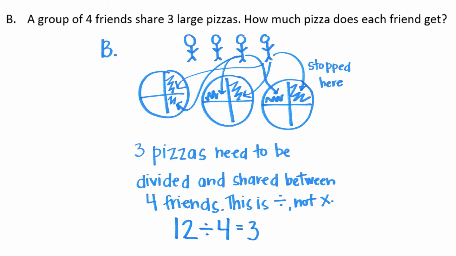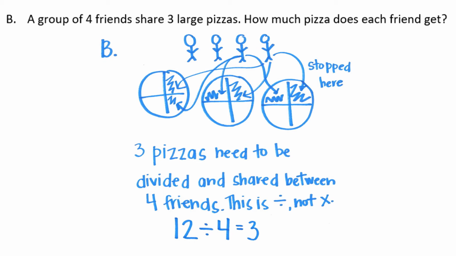When I drew my model, I drew the 4 friends and then I drew the 3 large pizzas. Because there were 4 friends, I split each pizza into 4 equal parts. You can see by my arrows how I tried to assign friends to pieces of pizza. I stopped after the second friend because I realized that the 3 pizzas need to be divided and shared between the 4 friends. This is a division problem, not a multiplication problem.